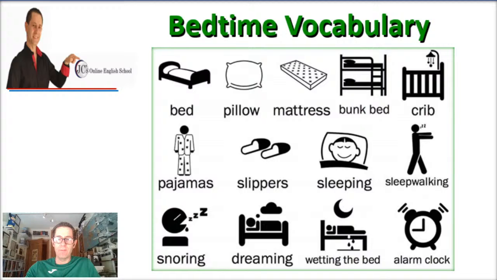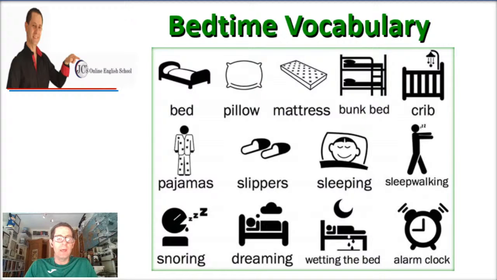Okay, very good. So what else do we have? Wet in the bed. Ooh, that's not good. No, sir, that's not good. Wet in the bed. And last but not least, we have alarm clock. An alarm clock. So let me repeat them again.